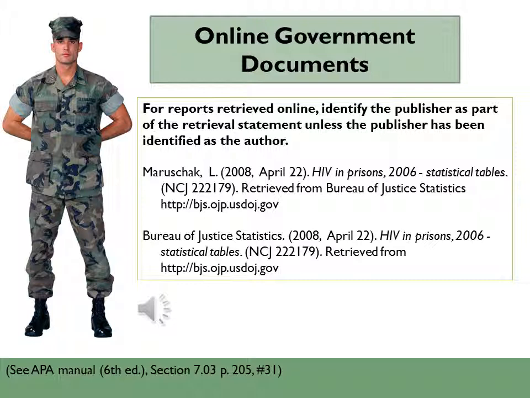If there is a corporate author or a department or association author, then that organization becomes the author, and you no longer need to include that as part of the retrieval address. And so for more information on this particular way of citing government documents, you can go to section 7.03, page 205, number 31.